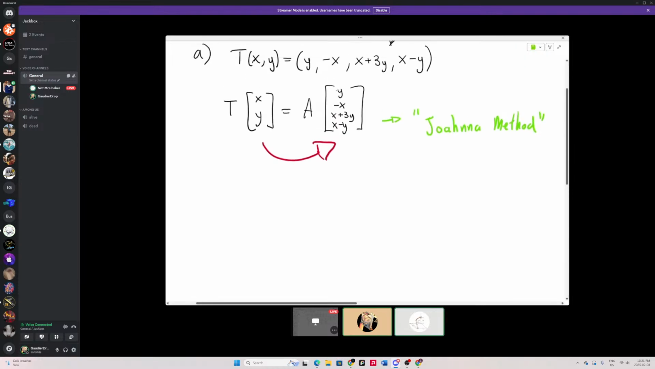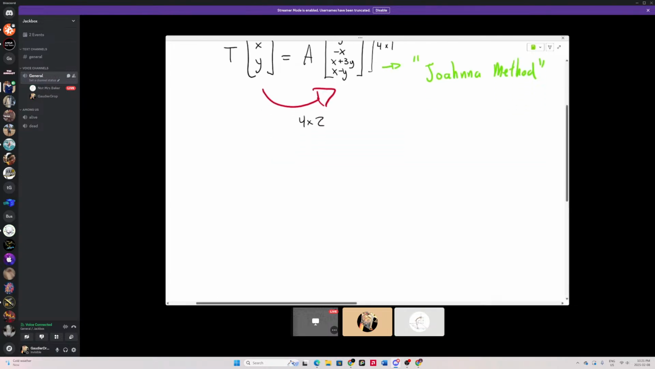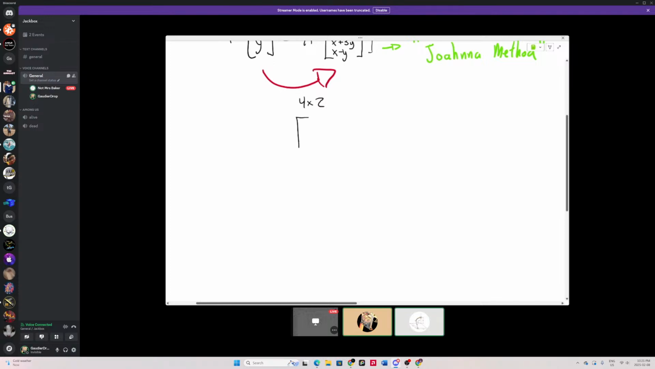Because this is going to be a 4 by 1 matrix, and this here is a 2 by 1 matrix, we're actually going to end up here with a 4 by 2 matrix. This 4 by 2 matrix is called A.